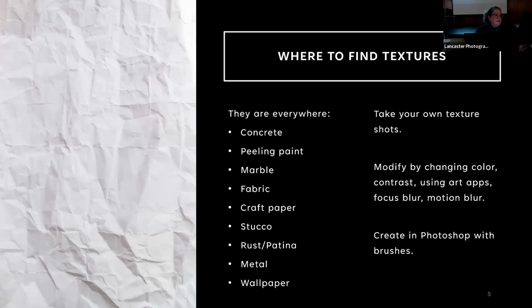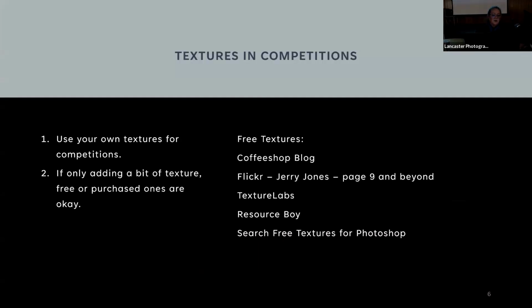Or you could actually just create them in Photoshop with brushes. You can start from scratch with a 15-inch square blank palette and just use their grunge textures, or Photoshop has a lot of textures in there that you can play around with, and just use various colors and make your own textures. Anyways, there's a variety of ways that you can get textures. Use your own textures for competitions.